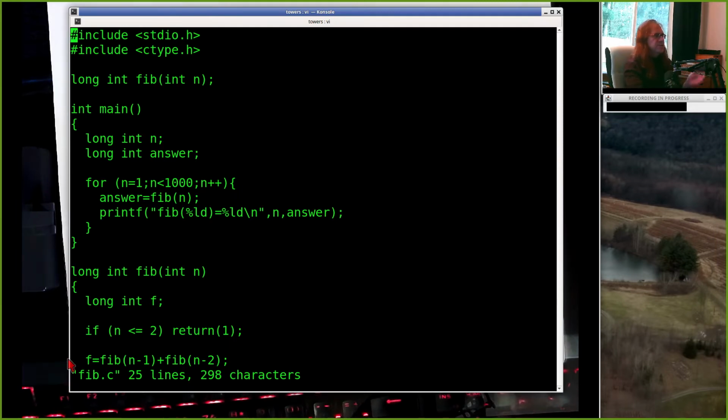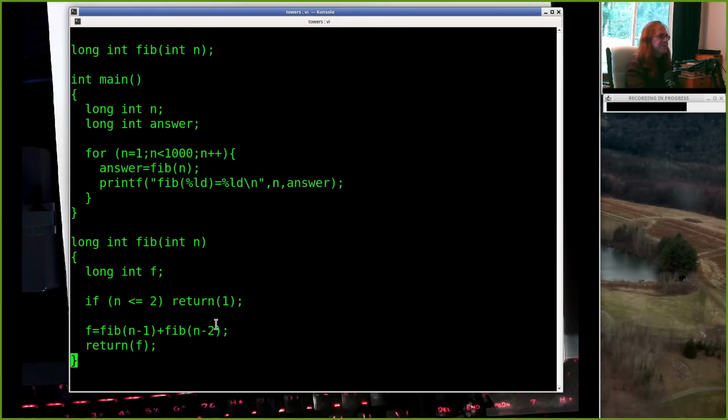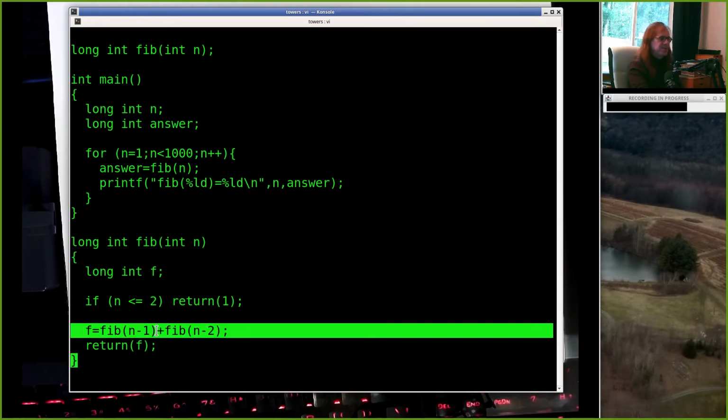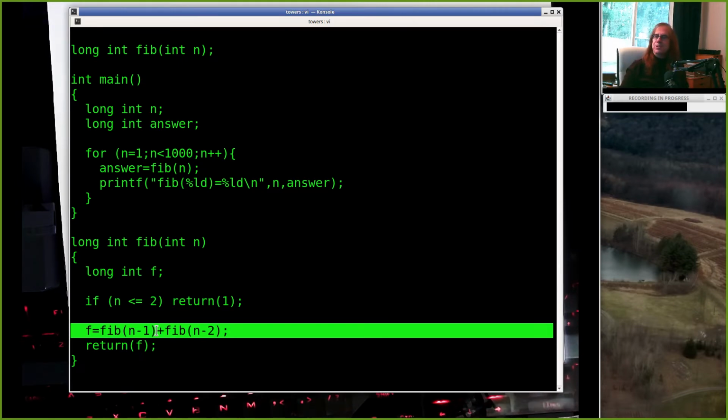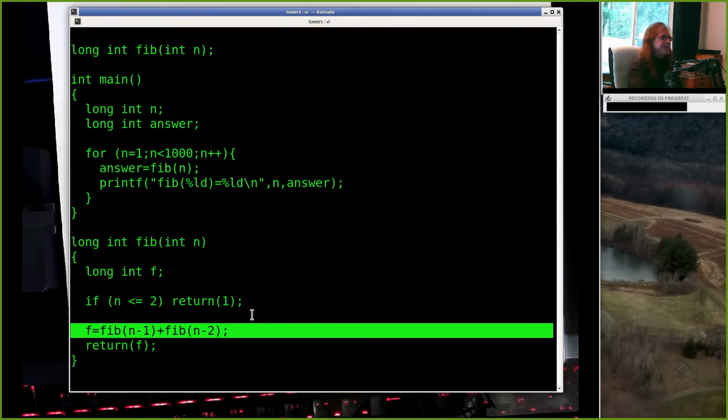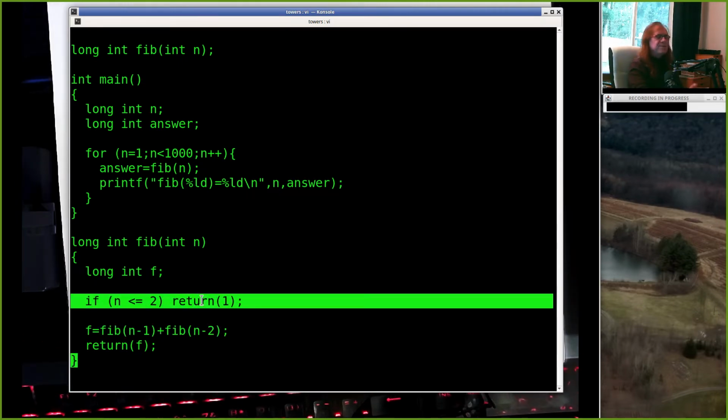So here's a recursive function for finding the nth Fibonacci number. If n is less than or equal to 2, we return 1. Otherwise, it's just the n minus first plus the n minus second Fibonacci number, and we return that. And that's an extremely simple function. It's basically one line that does some calculations and a base case that just returns 1 if we look for the first or second Fibonacci number.